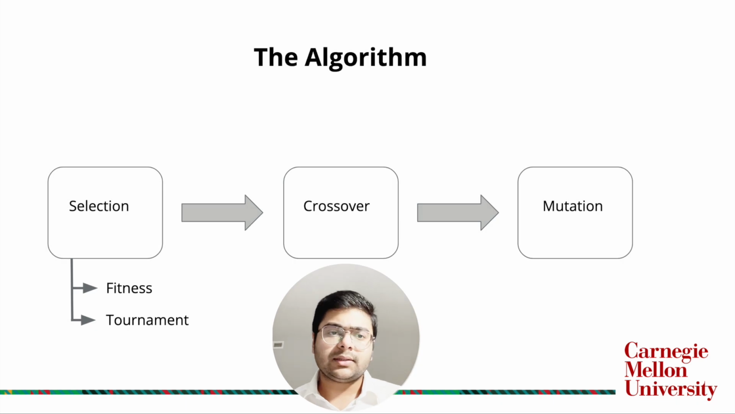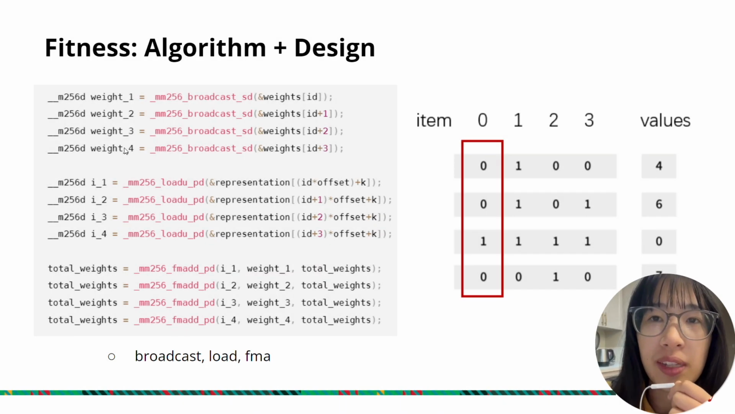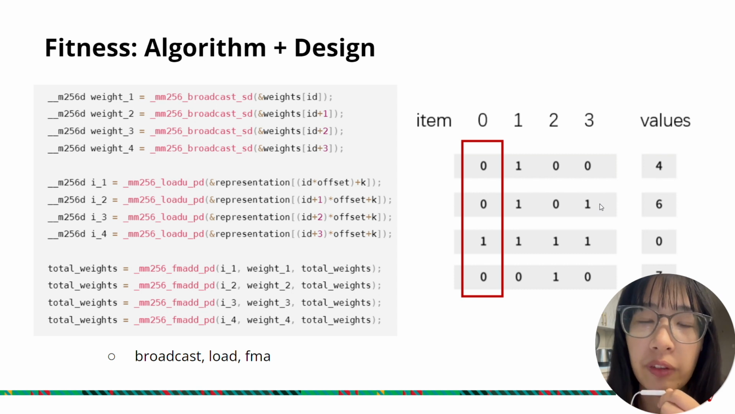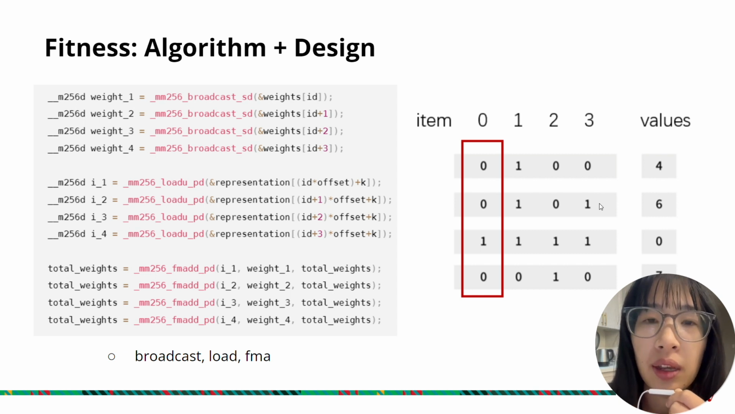Now, the genetic algorithm has three parts to it: selection, crossover, and mutation. The first step in selection is calculating the fitnesses of each of these representations. For fitness calculation, the inputs are individual representations, weight and value array, and we want to calculate the total weight and total value of each representation. And the independent operation here is FMA. We choose SIMD FMA, load, and broadcast as our main instructions here.